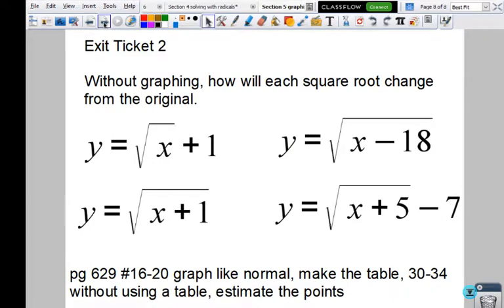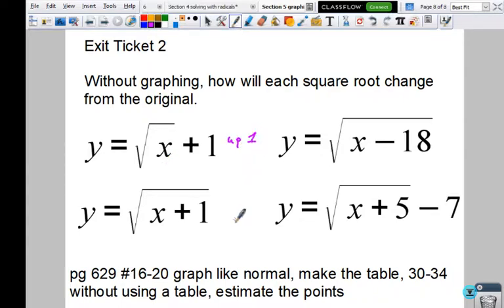All right. So you guys are gonna do this exit ticket on your own, but let's do one together. On this first one right here, if I have y equals square root of x and then a plus 1 outside of it, without making a table, what do I know is gonna happen with this graph compared to the original? Which way is it gonna go? Be careful though, it's outside. It's gonna go up 1. Because see, be careful, the bar ends right here. So this one is gonna go up 1.